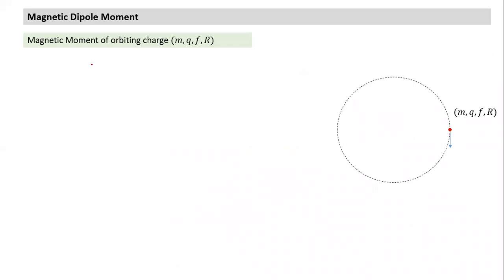Okay. Magnetic moment of an orbiting charge. We had done something about magnetic moment. Anvita, what is magnetic dipole moment? What creates magnetic dipole moment? Bhagishri, what is magnetic dipole moment?